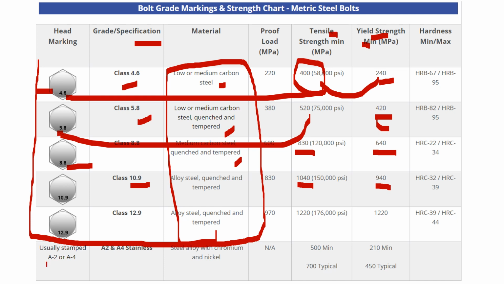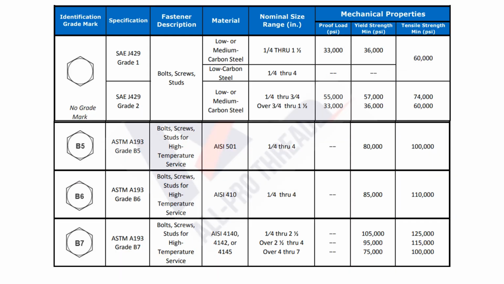If it shows A2 or A4, then it is steel with chromium and nickel. We can say it is a high alloy steel, or stainless steel. A2 and A4 are high alloy steels or stainless steel. When there is no mark on the head, then it is low or medium carbon steel, with different grades.